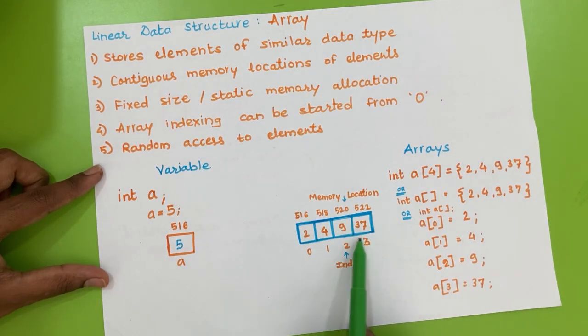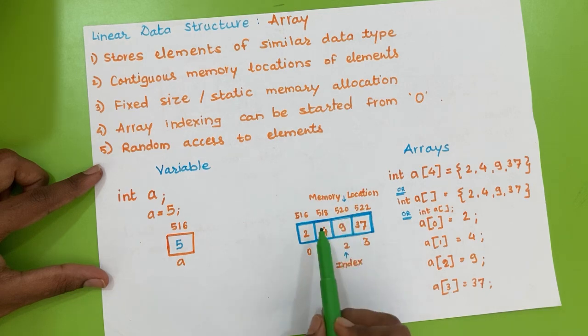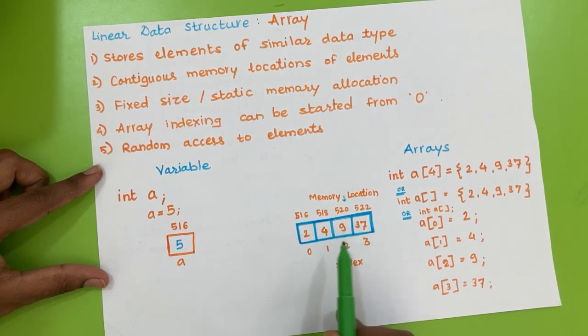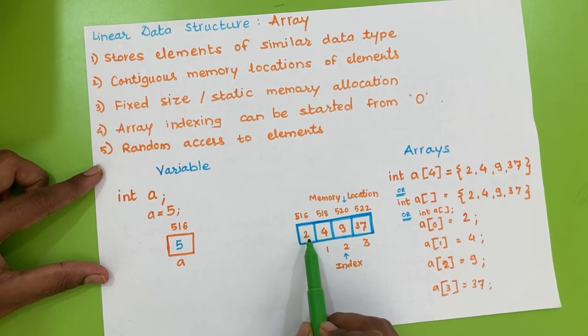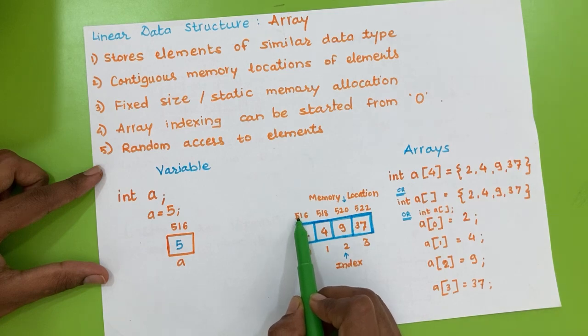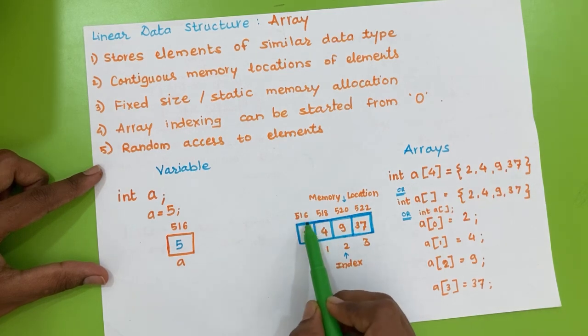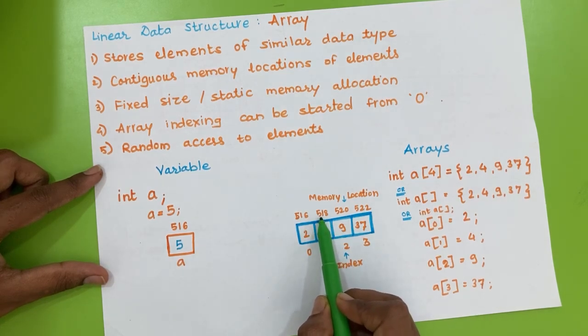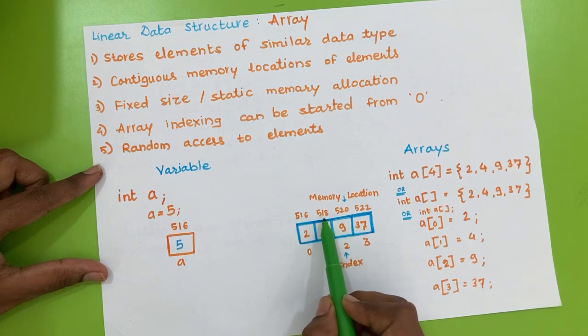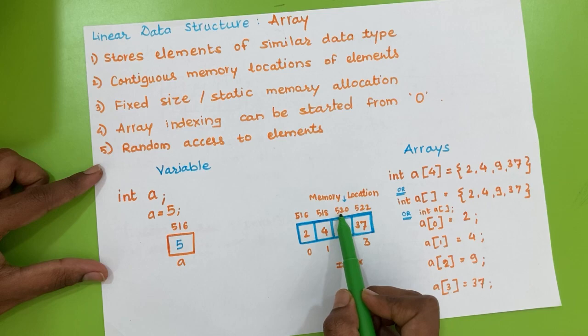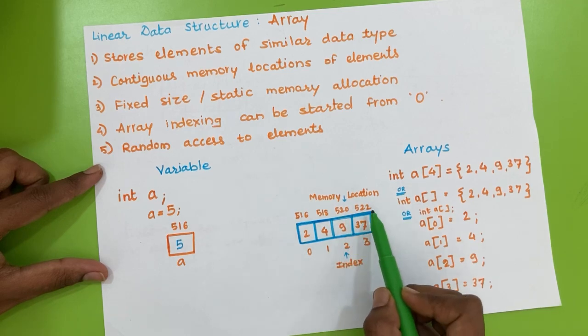Suppose we have here an integer array, and for an integer I have taken 2 bytes to store a single integer. Suppose the first memory location is 516, so the next memory location will be 518. For a single integer it will take 2 bytes. So the next element will be added at 518, the third element will be at 520, and so on.